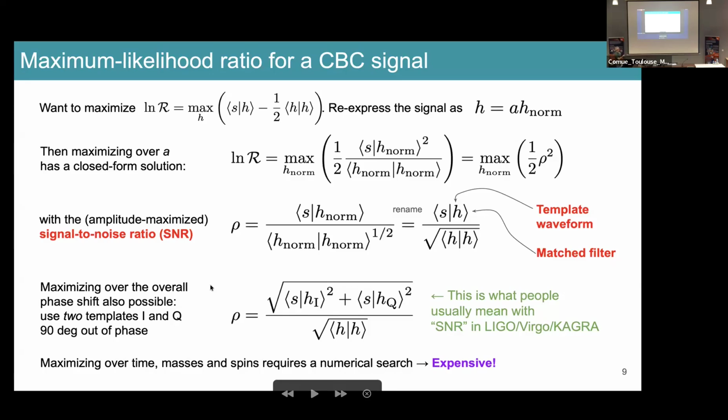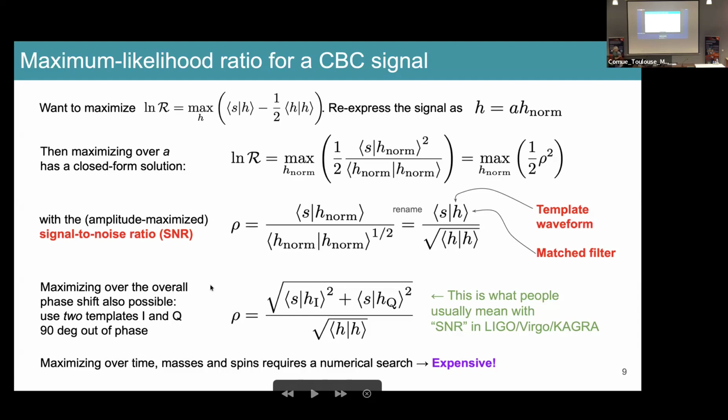And it is the ratio between the inner product of the data with the template divided by the norm of the template, essentially, which is sometimes called the optimal SNR. This h here, we call it the template waveform, and this operation here, we call it matched filter. Why it's called matched filter will be clear in a moment.